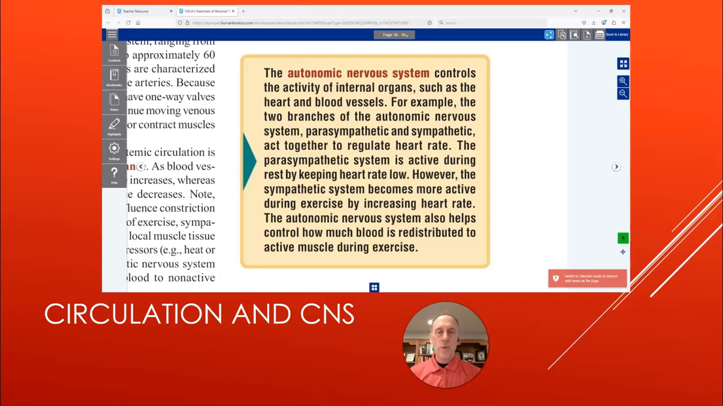The parasympathetic is the rest and digest. And so you have this kind of balance that happens between these two, and they help to regulate heart rate. When the parasympathetic system is active, and we're at rest, in rest and digest mode, the heart rate is downregulated. It's a lot slower.